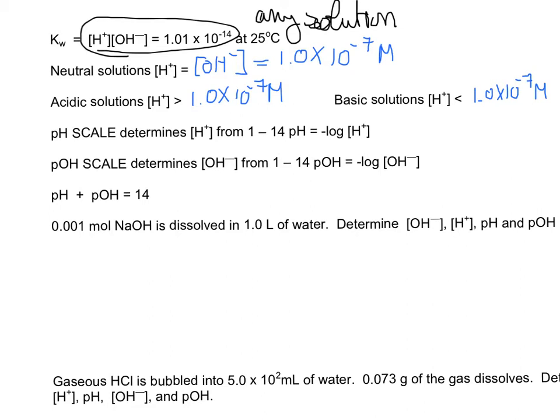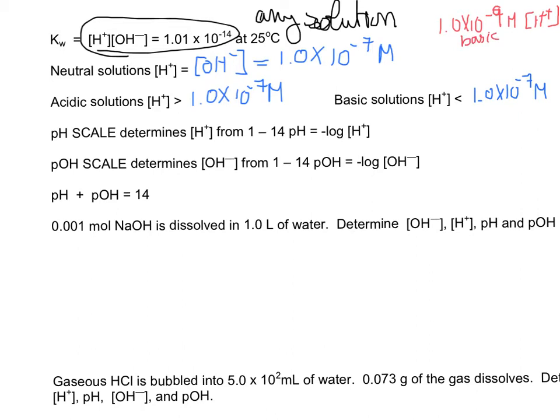So for example, if I tell you I have a solution that is 1.0 times 10 to the negative 7th molar, and it's H plus concentration, and I ask you, is this an acid or a base? Sorry. Let's change that. So let's say it's 1.0 times 10 to the negative 9th molar is its H plus concentration. Is this acidic or basic? So this number is less than this number, so that means that this is a basic solution.